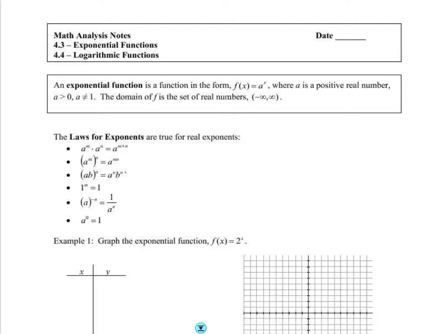Now it's on, so I'm going to re-say that again. 4.3 to 4.4 is on exponential and log functions. Okay? We're going to start with exponential, and then we're going to move into logs. They are inverses of each other.